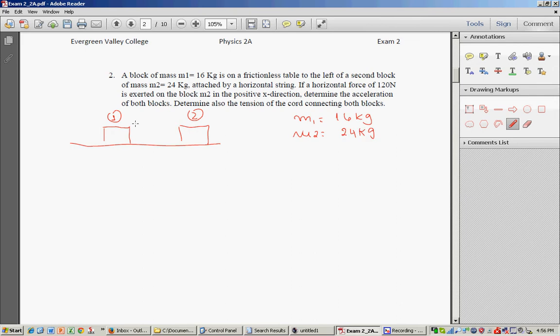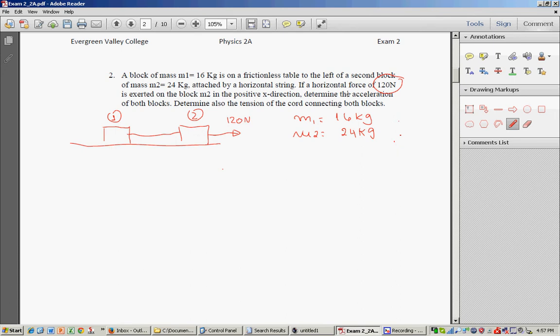Then they are connected by a string, so you come here with a string. And there is a horizontal force of 120 newtons that is exerted on block M2. This force of 120 newtons is clearly acting on block number 2. So we have a force of 120 newtons to the right, which is pulling the system.